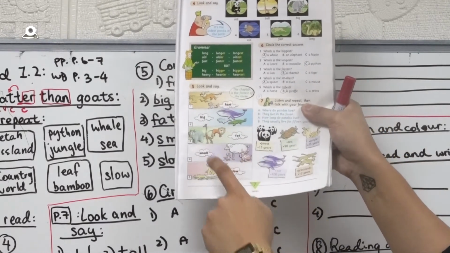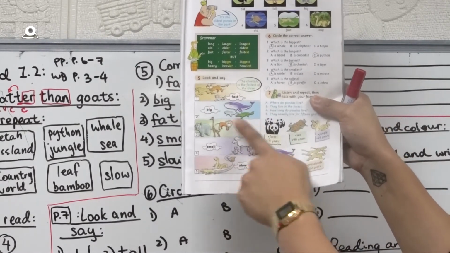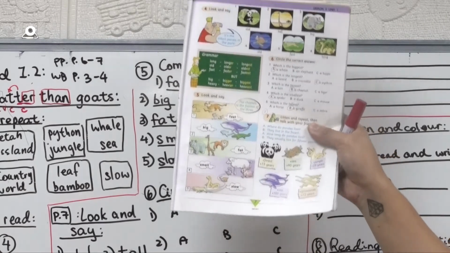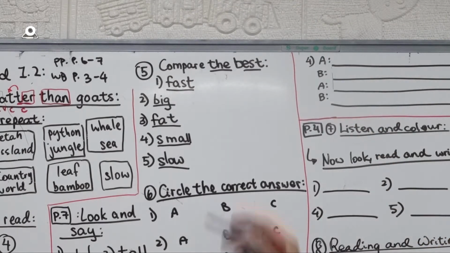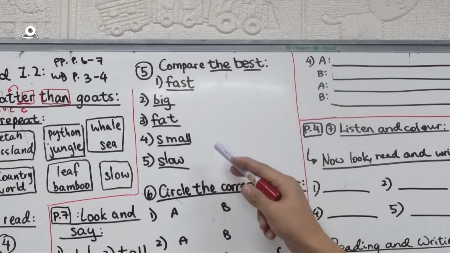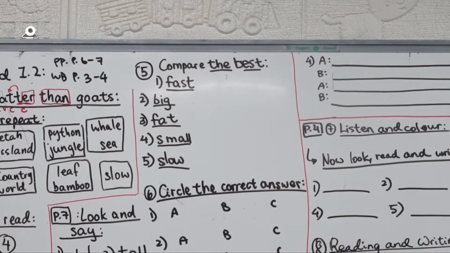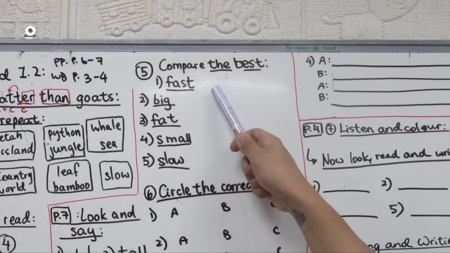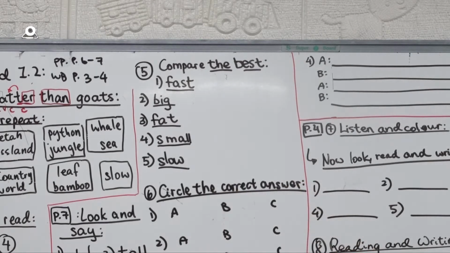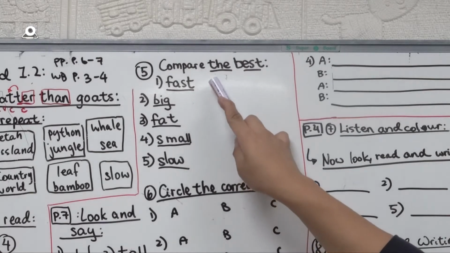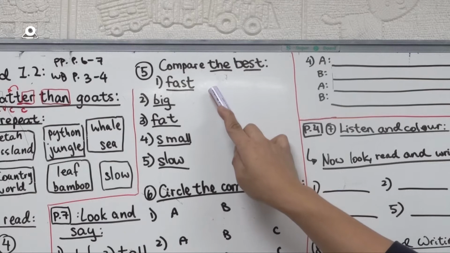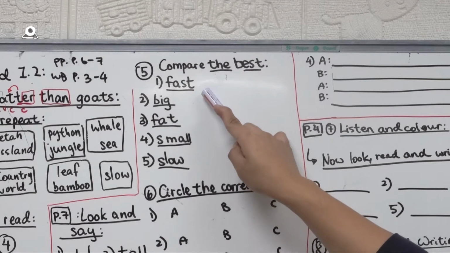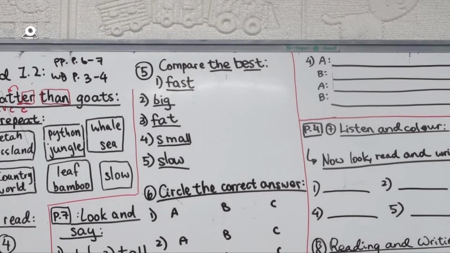So on number 5, we have the pictures, right? 1, 2, 3, 4, and 5. We have 3 animals in each picture, okay? And then we have to use the word fast, big, fat, small, and slow. So the example for number 1 is, right? We have the cheetah, the lion, and the cat. Which one is the fastest? Cheetah. Right, so the answer is the cheetah is the fastest of the 3. Of the 3 means the 3 animals we can find, right?